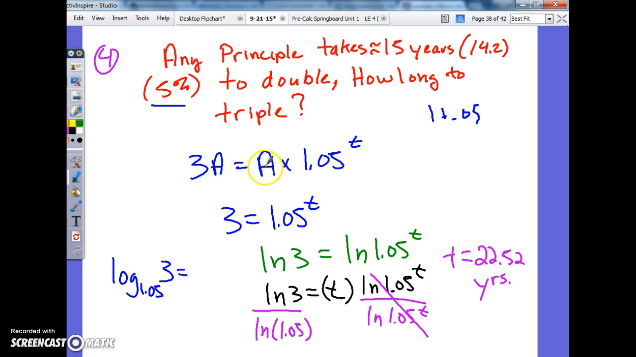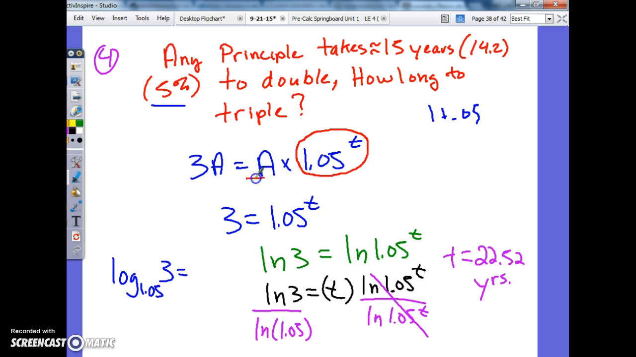We want to know how long it takes for this to be 3 times that amount. To be P would be 3P. This would be 3P. So I'm going to take this initial amount. How long does it take to become 3 times that? We've covered this very thoroughly. I want to solve for this.